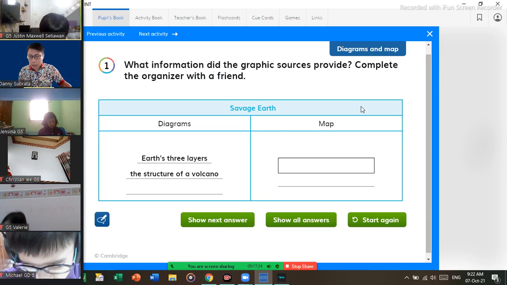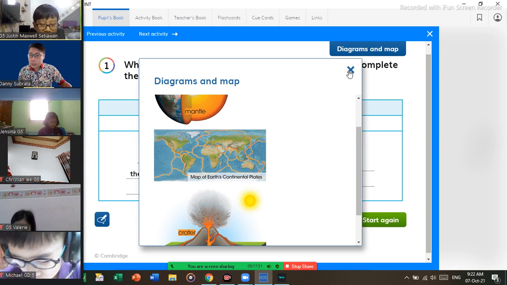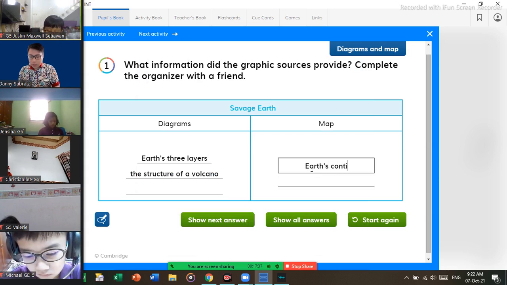And then what about the map? What is this map about? It's about Earth's continental plates. Okay. Continental plates. Earth's continental plates.